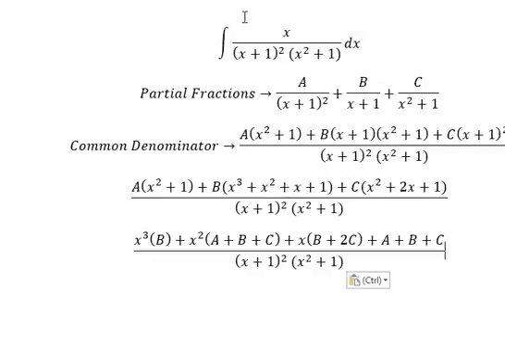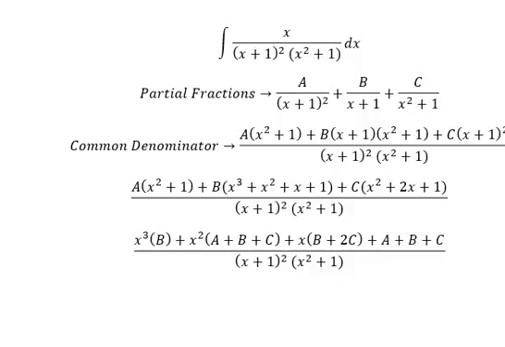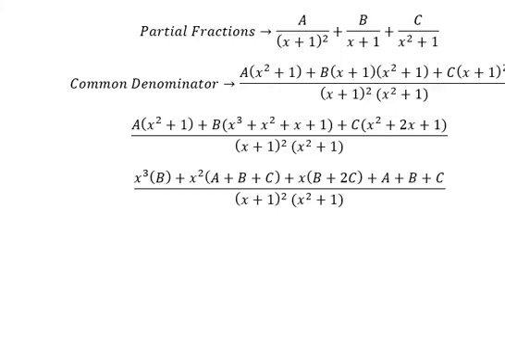Now, we just have only x. That means this one should be equal to number 1. We don't have x squared. We don't have x to the power of 3. We don't have the number. So, B, A plus B plus C equals number 0. And now, we create the system of equations.